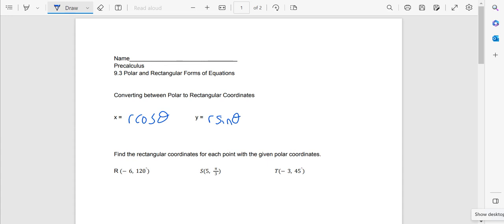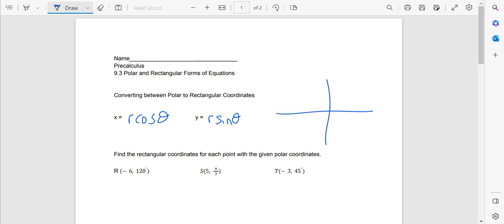Alright, welcome to 9.3, polar and rectangular forms of equations. The main thing of this is we're going to be converting back and forth between rectangular and polar. To convert from polar to rectangular, here are the formulas. x equals r cosine theta and y equals r sine theta. Now, why does that make sense?